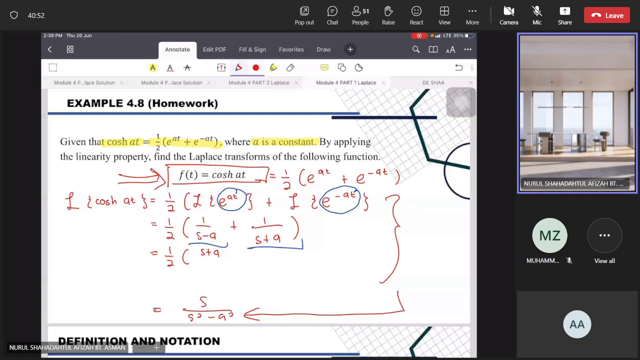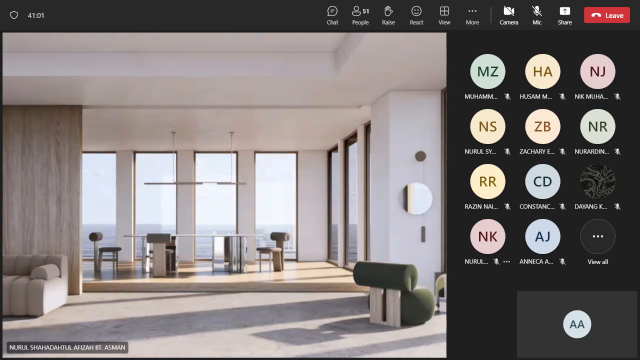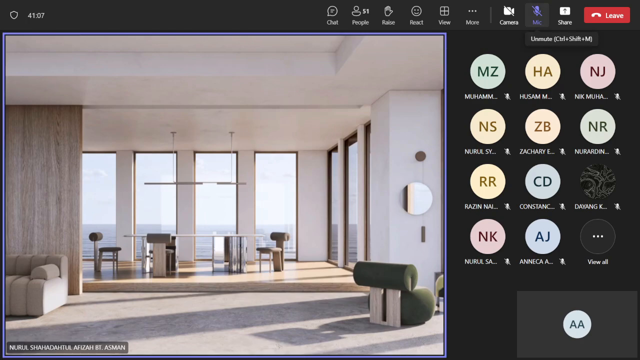Oh, I think my screen sharing has stopped. I need to share. I think I have logged out. Maybe a problem with the line. And try to share again.